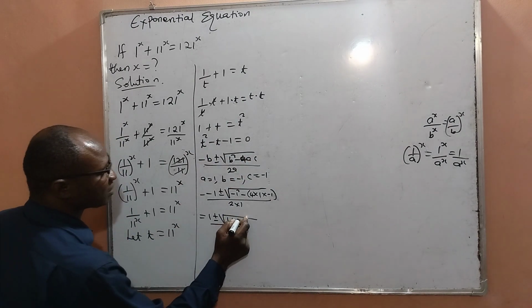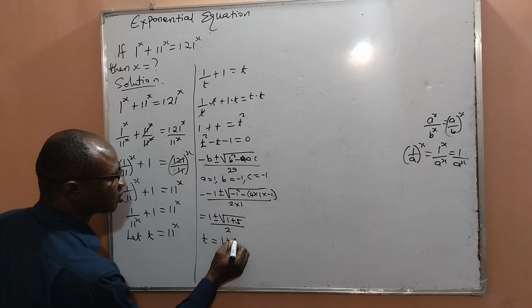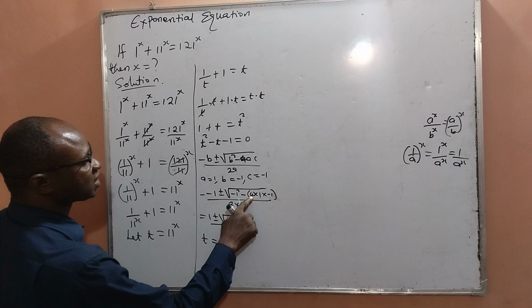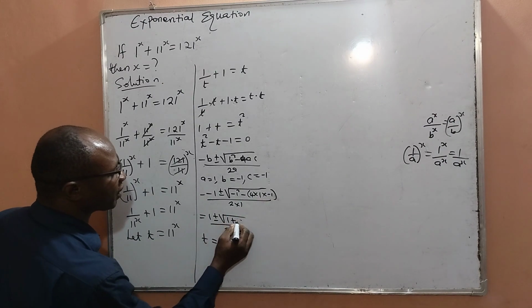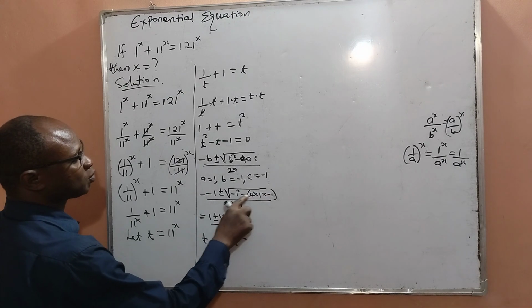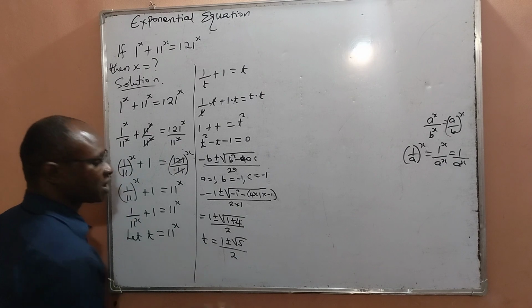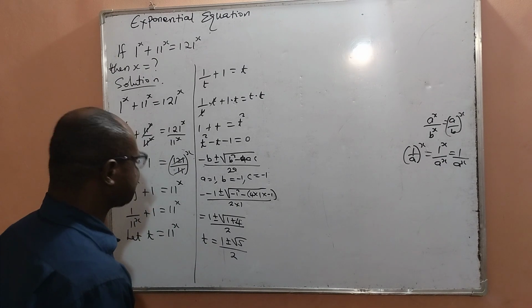So I can now say that t is equal to 1 plus or minus the square root of, this is 4 times 1 times 1, which is 4 here, I beg your pardon. Then minus multiplied by minus is plus. So I have it as root 5 all over 2. I have gotten the value of t.